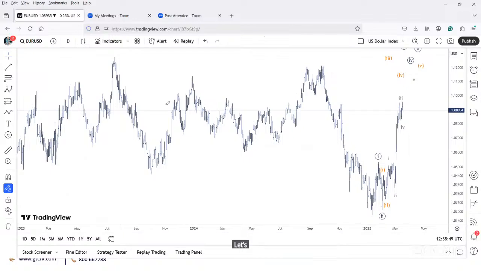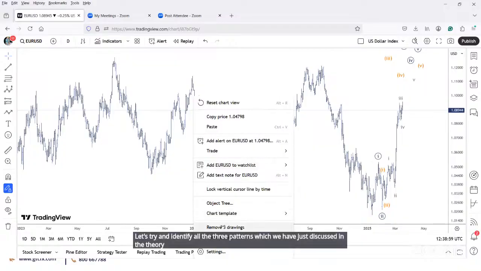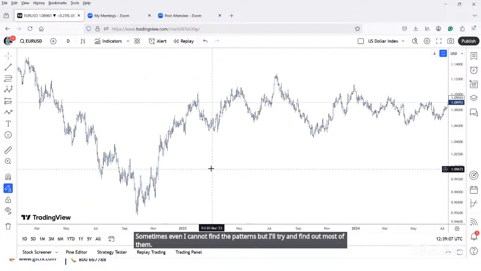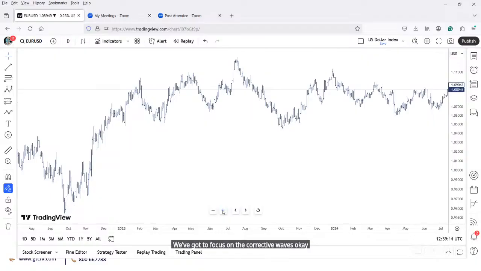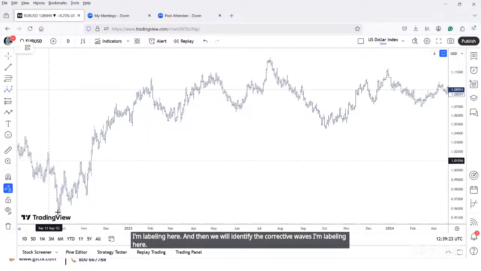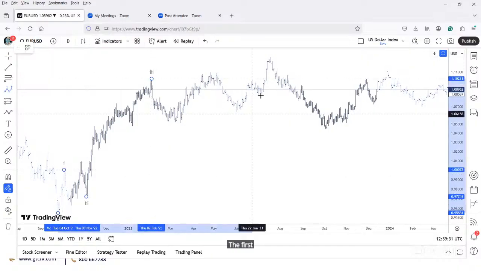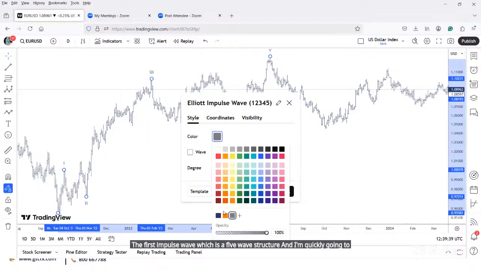Let's try and identify all the three patterns which we have just discussed in the theory. Sometimes even I cannot find the patterns, but I'll try and find most of them. We've got to focus on the corrective waves, okay? I'm labeling here, and then we will identify the corrective waves. So this is the first label, the first impulse wave, which is a five-wave structure, and I'm quickly going to change the degree.